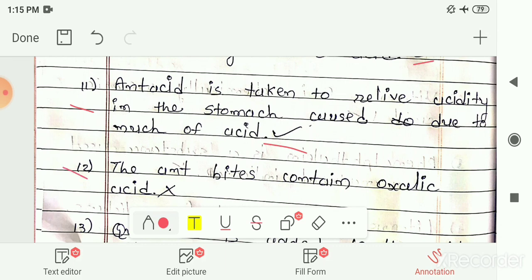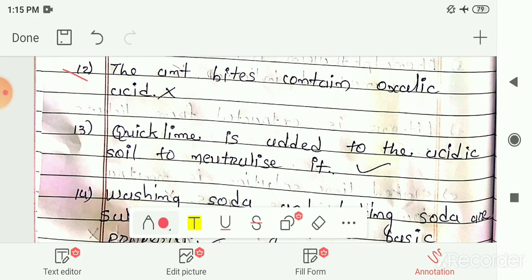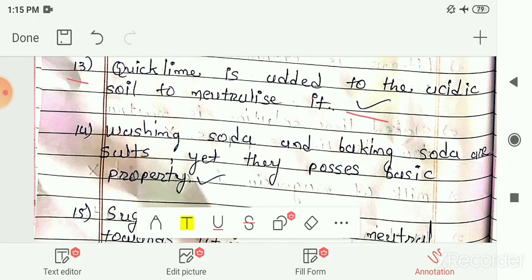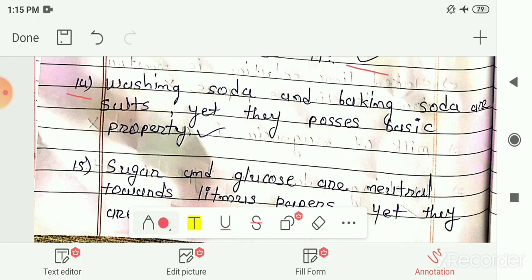Twelfth number, the ant bites contain oxalic acid. So here your answer is false. It contains formic acid. Thirteenth number, quicklime is added to the acidic soil to neutralize it. So here your answer is true, as quicklime is basic in nature. So to neutralize the acidic soil, we are adding quicklime in the soil. Next, fourteenth number, washing soda and baking soda are salts, yet they possess basic properties. So here your answer is true.